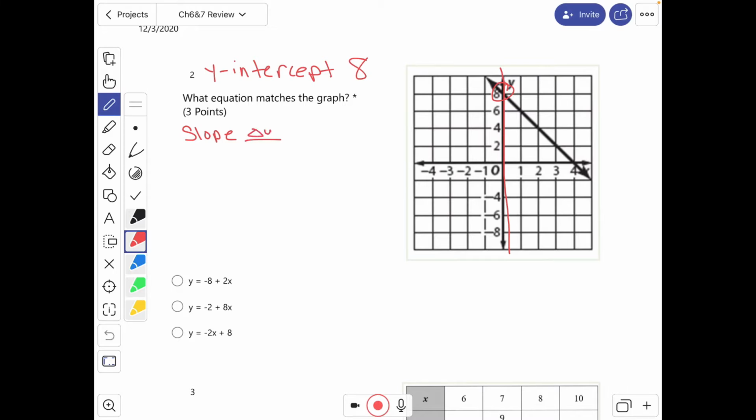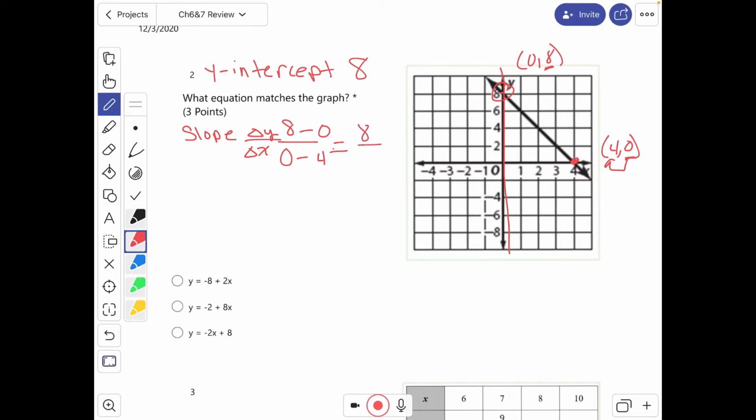And then the slope would be the change of y over the change of x. So we need to pick 2 points. Well, we've already got one. That's (0, 8). Let's go for this one down here, which would be (4, 0). So the y for that one is 8 minus the y for this one is 0. The x that went with 8 is 0. The x that went with 0 is 4. And then we work it out.